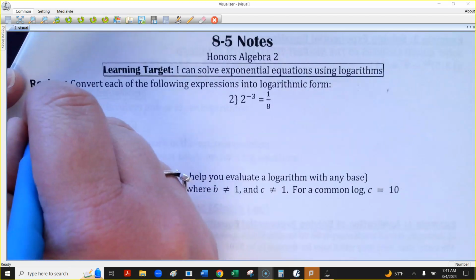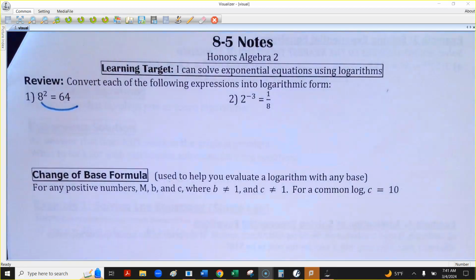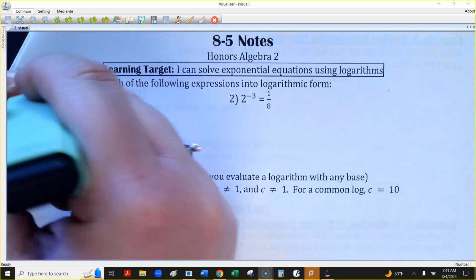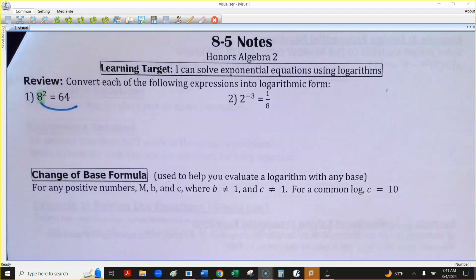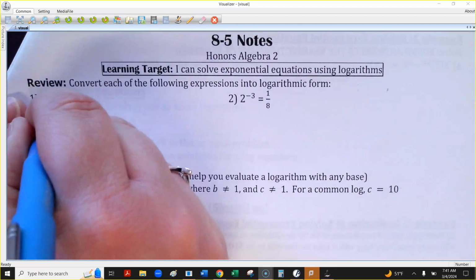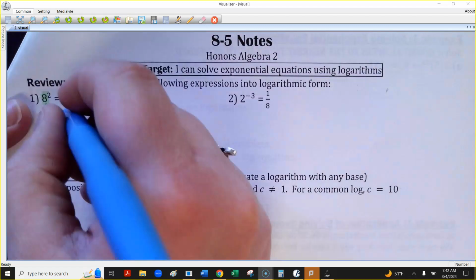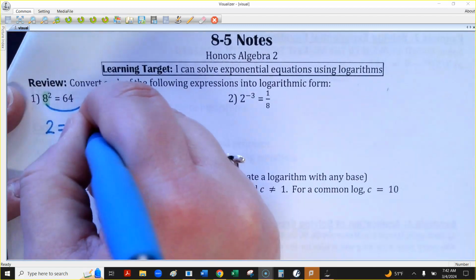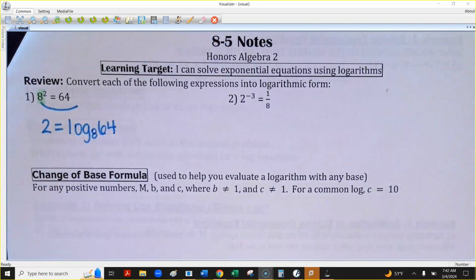So I can swing this, and the base of my exponent, which would be the 8, becomes the base or the little subscript for the log. When you drag that over to the other side of the equation, it pulls the 2, which was your exponent, down on the level with the rest of the equation, and then this would be log base 8 of 64 would be how you would write that.